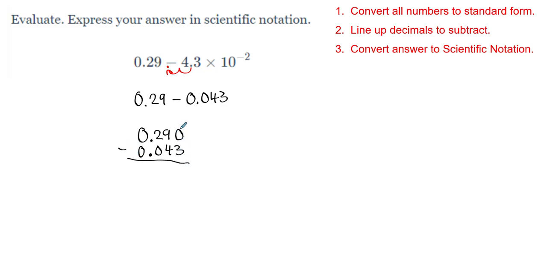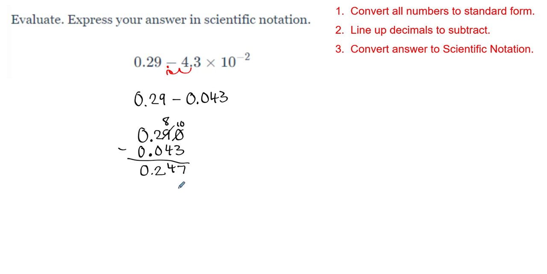So let's see, 3 subtracted from 0. I'm going to have to regroup. So I'm going to cross out the 9 and make it an 8. Cross out the 0 and make it a 10. 10 minus 3 is 7. 8 minus 4 is 4. 2 minus 0 is 2. And there you have it.